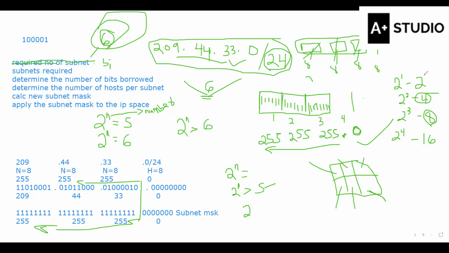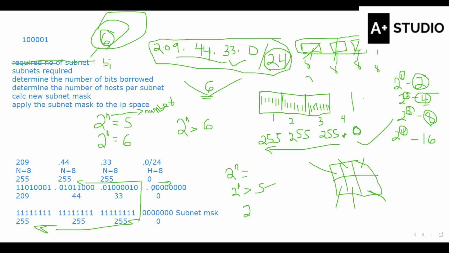we can't say we will use only 2. This is the bits we borrowed. Okay. When we borrow 1 bit, it gives us only 2 networks. When we borrow 2, we get 4 networks. When we borrow 3, we get 8 networks. When we borrow 4, we get 16 networks. The borrowing that we are going to do is going to depend on the host, okay?